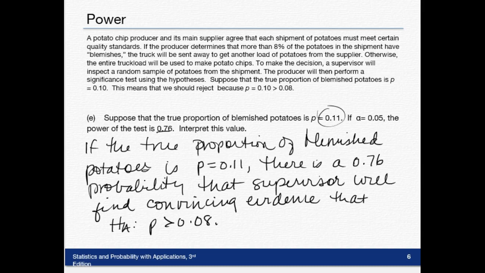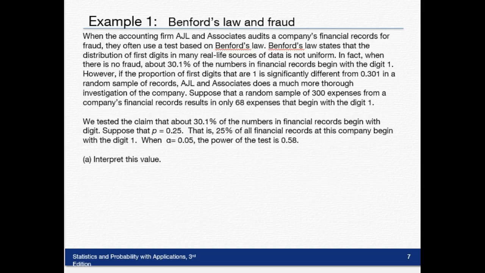If the true proportion of blemished potatoes is 11%, there's a 0.76 probability that the supervisor is going to find convincing evidence that the proportion is greater than 8%. Right? Now, let's look at these same ideas in another real-life example.